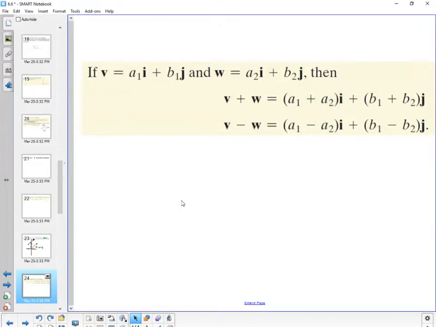Okay, so adding and subtracting vectors in terms of i and j. For the i part, you will add the x's.